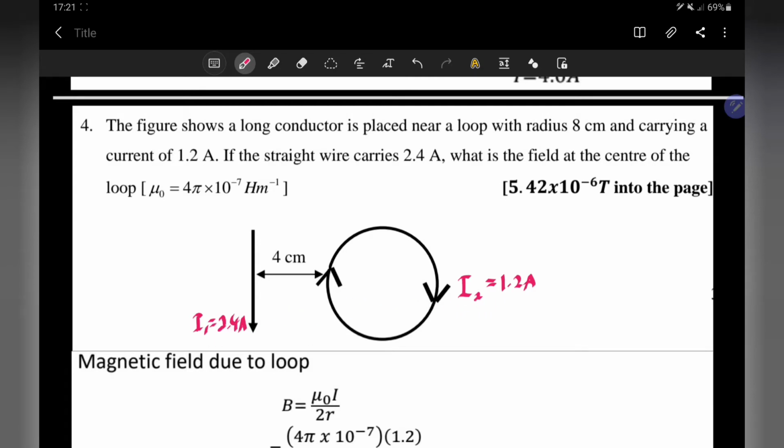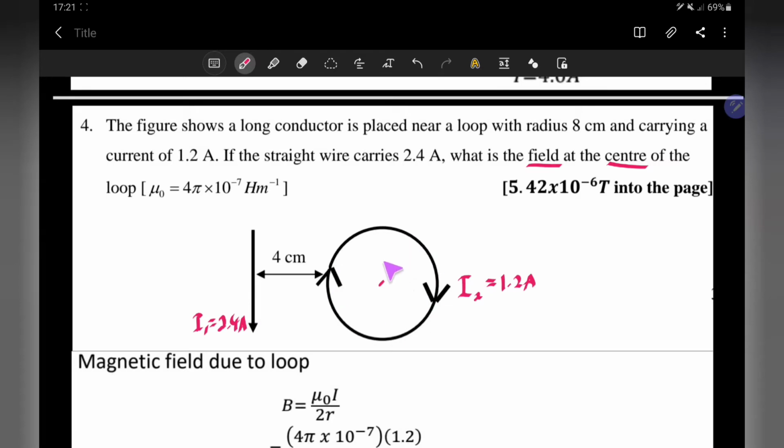By having two different currents, there must be two different B, which is B1 produced by I1, and B2 produced by I2. But now they ask you to find the magnetic field at the center of the loop. This is the point where they ask you to find the magnetic field strength, at the center of the loop. First, B produced by the loop itself, here, and then B produced by the straight wire, here. So there must be two different B: B1 produced by I1, the straight conductor, and B2 produced by I2, the loop itself.